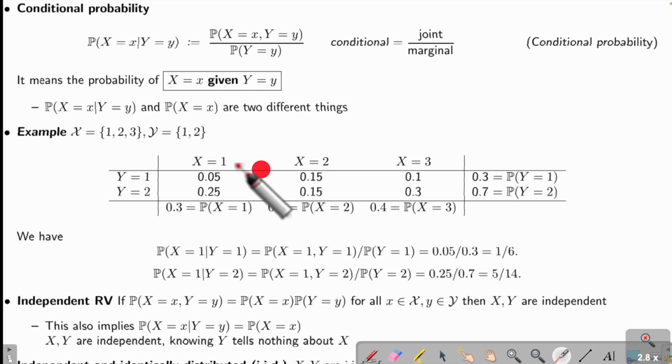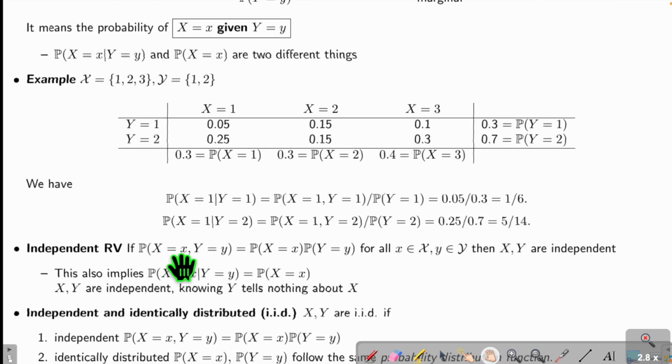So here is an example. Suppose I have the sample space of X like this and a sample space of Y like this. This is a table. And then I also have their marginal probabilities here. Then what's the conditional probability of X1 given Y1? It will be the joint divided by marginal. It will be joint X1 Y1 divided by marginal Y1. So it will be X1 Y1, this number, divided by Y1, this number. So 0.05 divided by 0.3. That means 1 over 6. And if the joint can be split into the product of marginals, then we call X, Y statistically independent. Okay? This also implies that conditional is the same as marginal, meaning that knowing Y tells nothing about X. That's exactly what independence means.